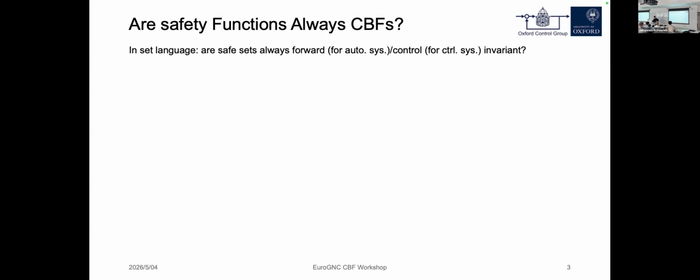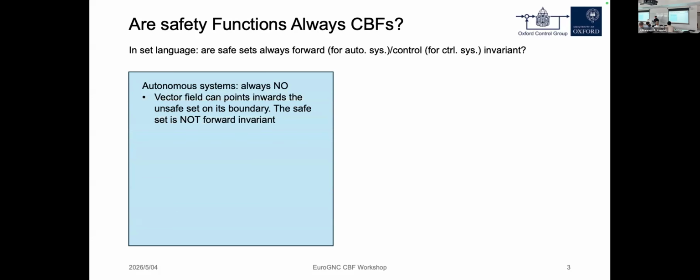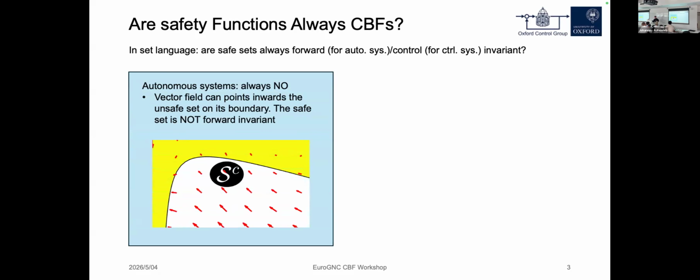In set language, we are asking: are safe sets always forward invariant for autonomous systems? And for control systems, are these sets always control invariant? For autonomous systems, the answer is clearly no. In many cases the vector field points inwards to the unsafe set on the boundary, so the safe set is not forward invariant. Let us go back to the previous case, where I zoomed in on the figure. Here is the obstacle, this black disk, right?